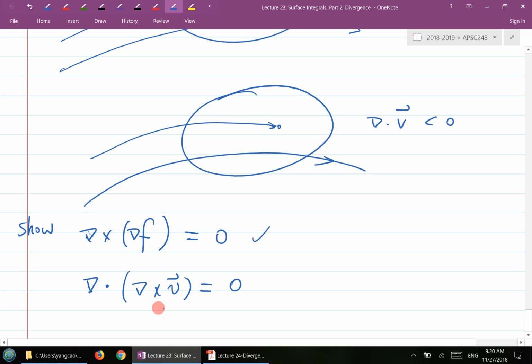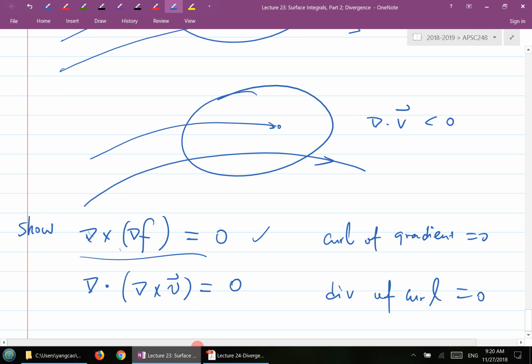Second one here. Basically this one says essentially it's a curl of gradient equal to 0. And the second one here is a divergence of curl equal to 0. And the second one, I'll come back to when we finish the Stokes and the divergence theorem. Okay? Yeah.